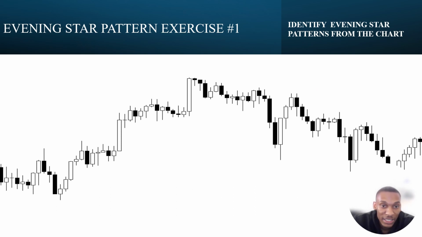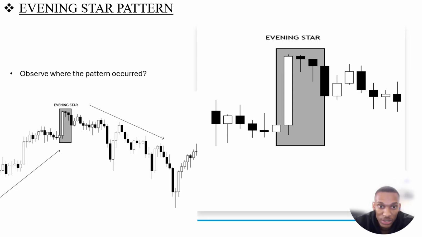The evening star is most effective at the top of a trend. That's where you want to look, not at the bottom. At the bottom you can look for the morning star, but in this case we're looking for the evening star, which is most effective at the top of a trend. So try to identify, pause the video, identify before I show you the solutions.